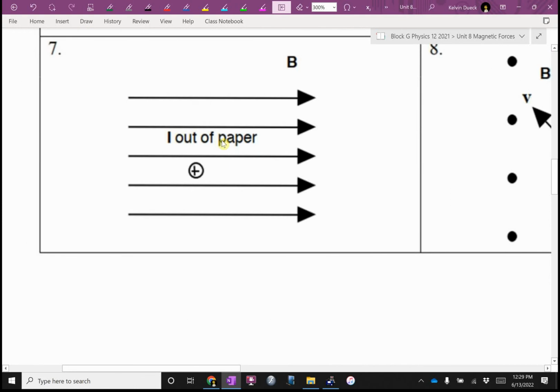Out of paper. Okay, so the current is coming out of the page towards us. So I'll point my right thumb out of the page towards me. Magnetic field to the right. I got to bend a little. No, I'll just take my hand out. And it looks like the force is up the page.